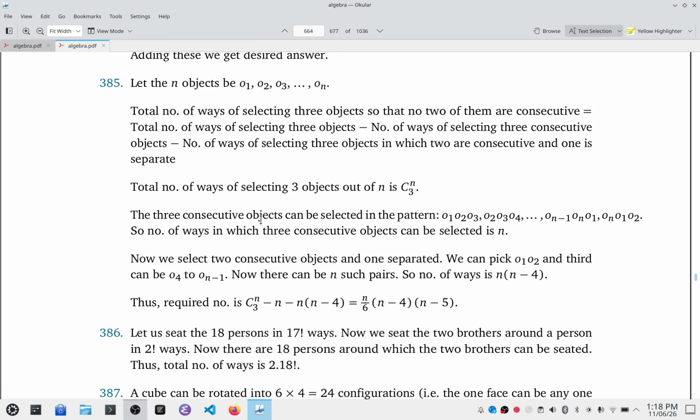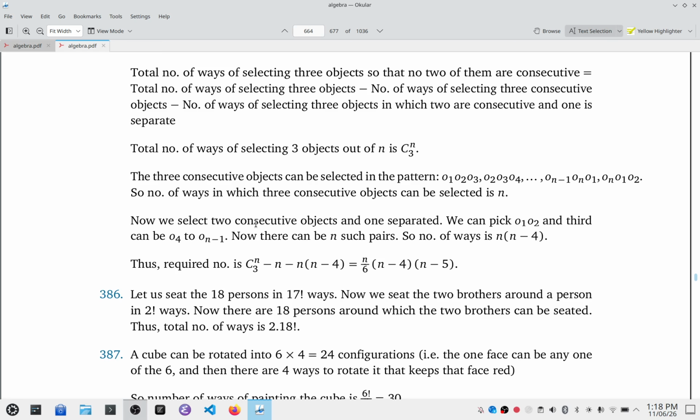So three consecutive objects can be selected in the pattern O1, O2, O3, then O2, O3, O4 and so on. So number of ways in which three consecutive objects can be selected is n. Next, we consider two consecutive objects and one separate. We can pick O1, O2 and third can be O4 to On. So there can be n pairs. So number of ways is n multiplied by n minus 4. So required number is nC3 minus n into n minus 4.